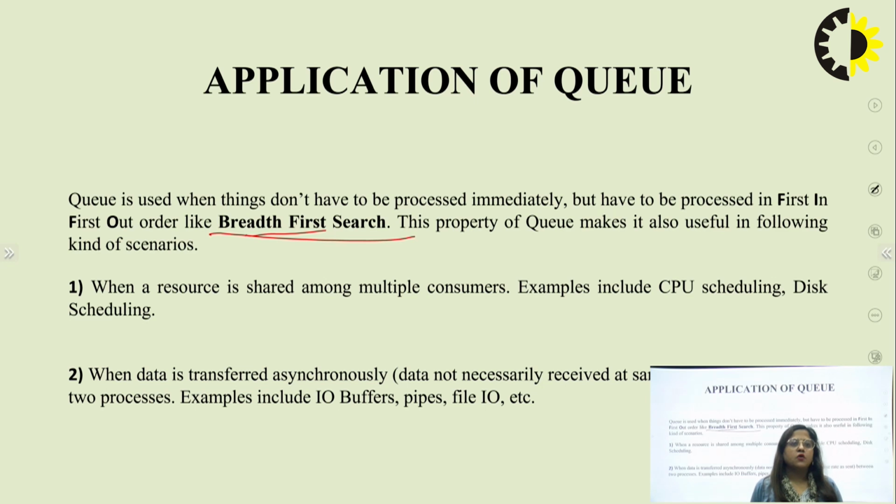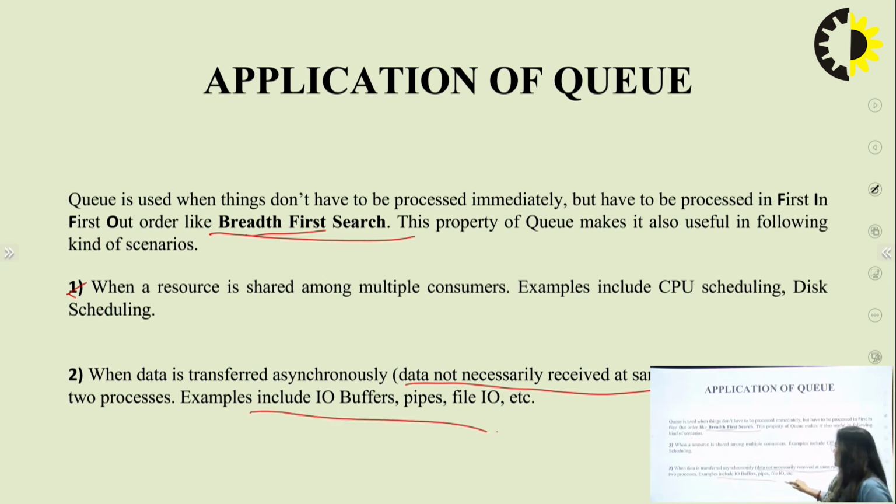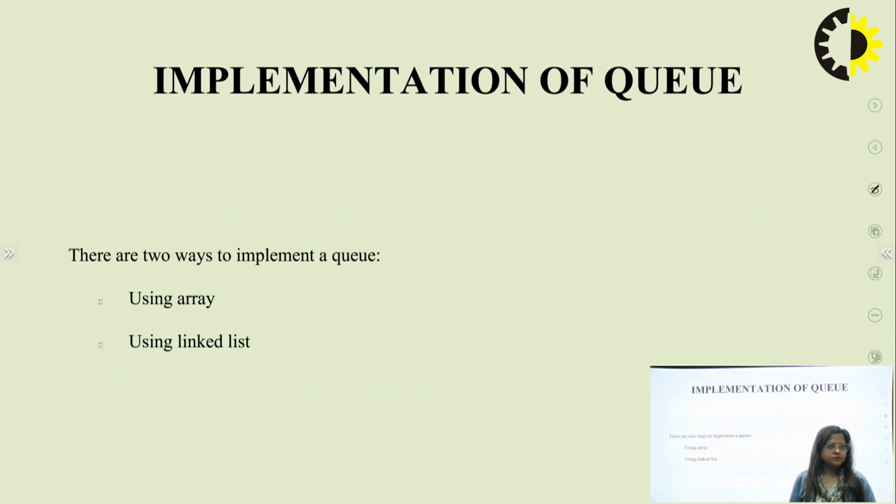This property of queue also makes it useful in the following kinds of scenarios. First, it is used in different types of scheduling in operating systems, CPU scheduling, disk scheduling and so on. And when data is transferred asynchronously and is not necessarily received at the same rate. These are some examples where a queue is used.